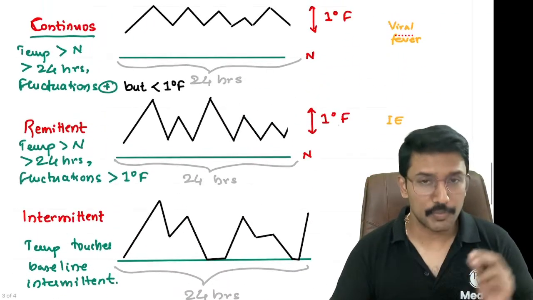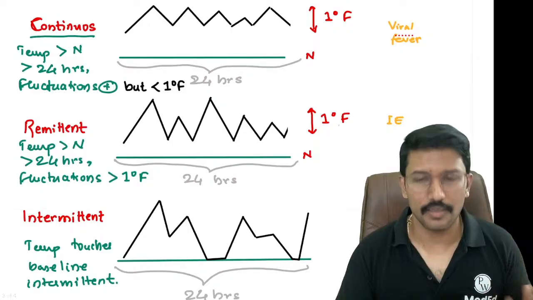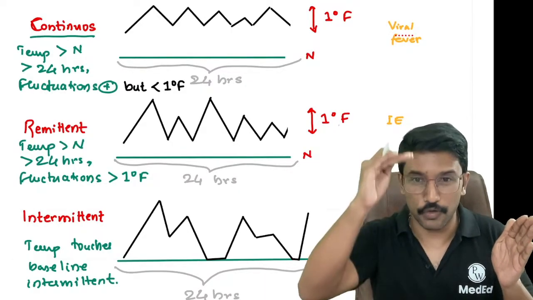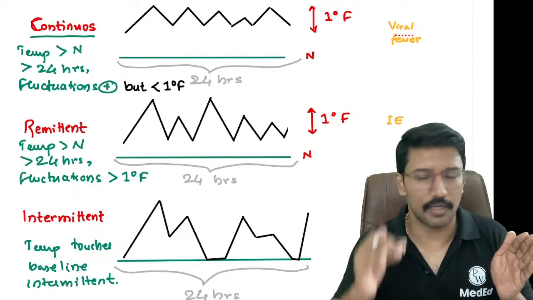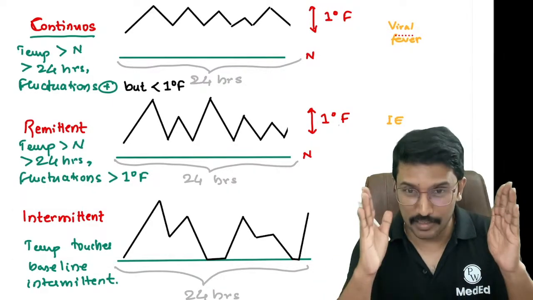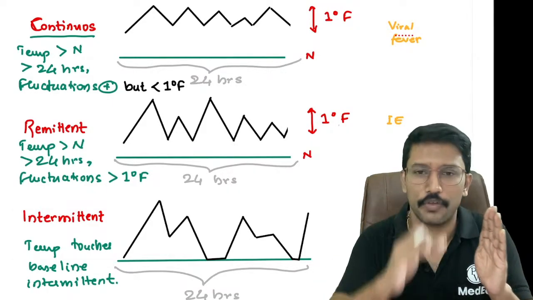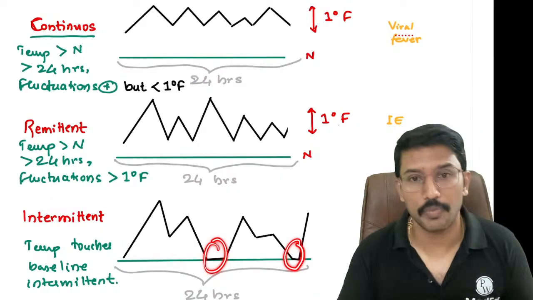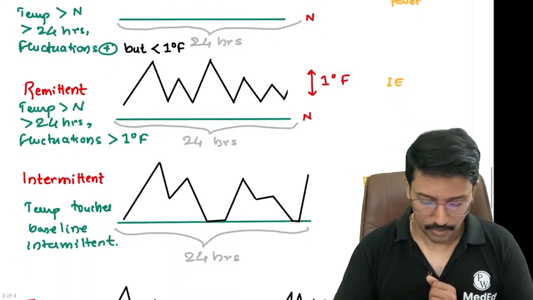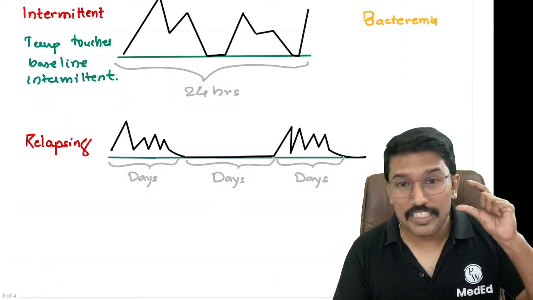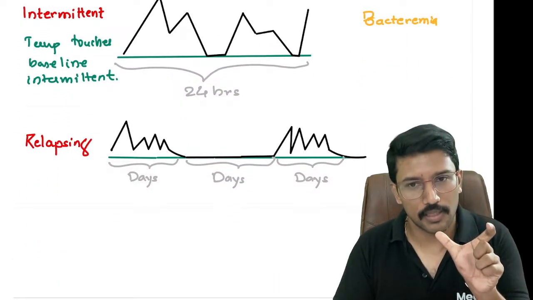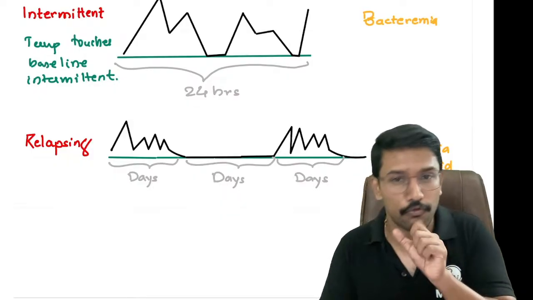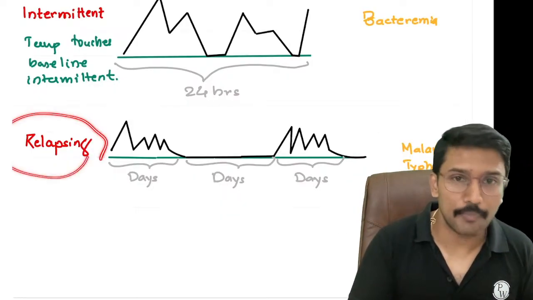So in the first three graphs I have shown continuous, remittent and intermittent. I have shown you a graph of only 24 hours because in that 24-hour period in continuous, fever never came back to baseline. In remittent it never came back to baseline. In intermittent, within just one day fever had touched baseline multiple times, right? Here it had touched the baseline. But then you have some fevers where fever runs for days, then the temperature reach the baseline for few days, and then again the fever will run for few days. This is what we call as relapsing fever.